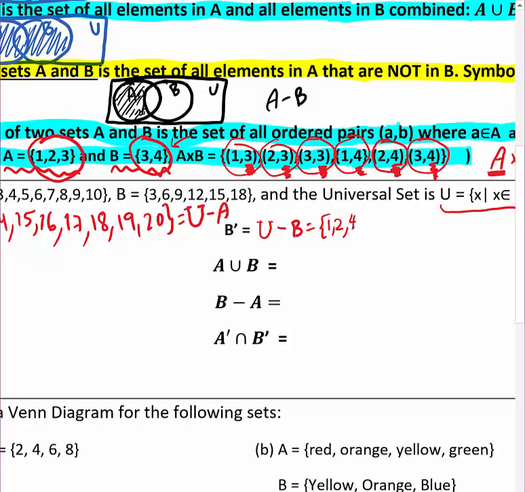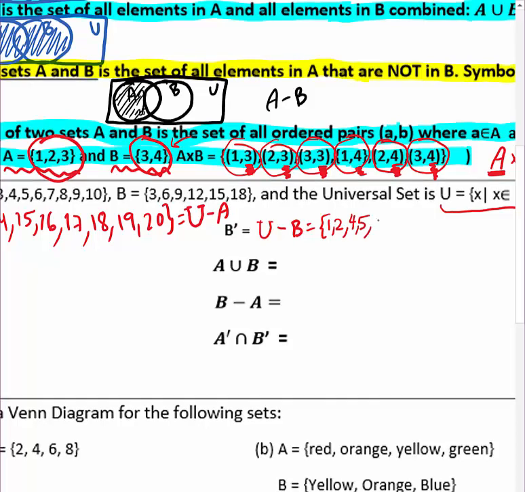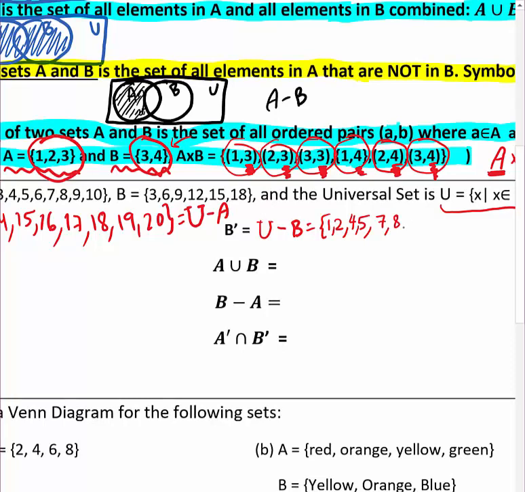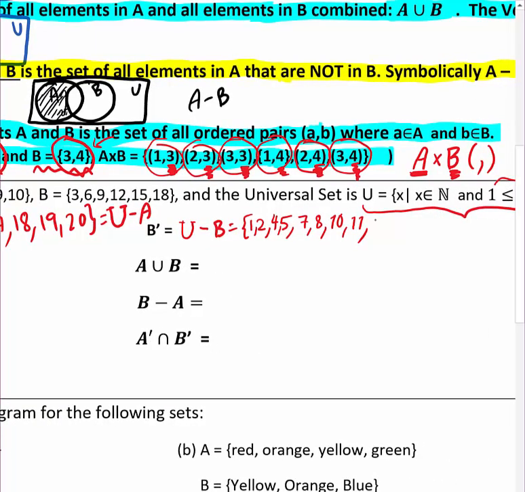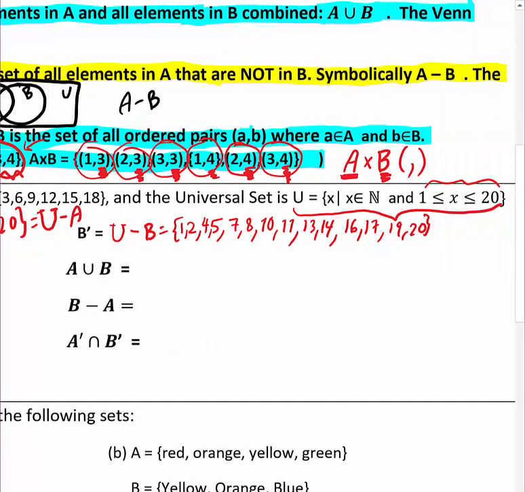It has 9, but it's missing 10 and 11. It has 12, but it's missing 13 and 14. It has 15, but it's missing 16 and 17. It has 18, but it's missing 19 and 20. That's as far as I have to go because the universal set stops at 20. So hopefully you're kind of getting the hang of it. Don't feel bad if you're still not clear on set builder notation. It takes a lot of practice.